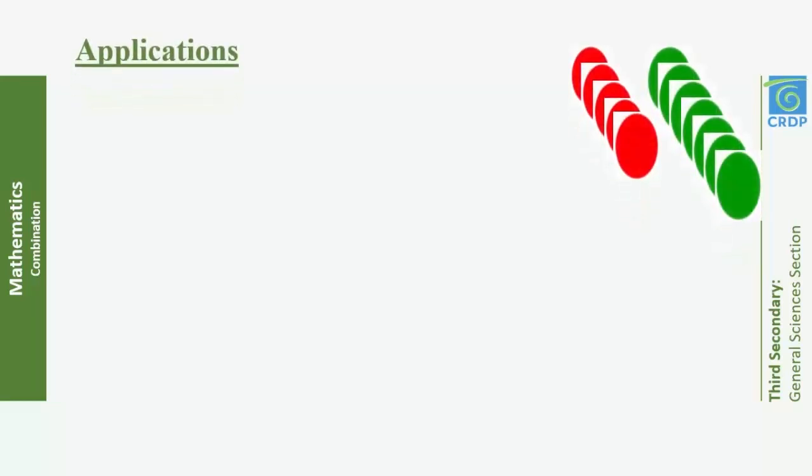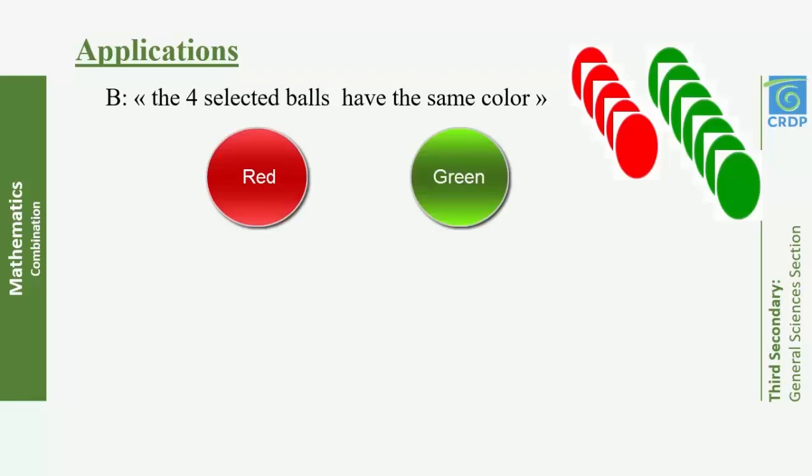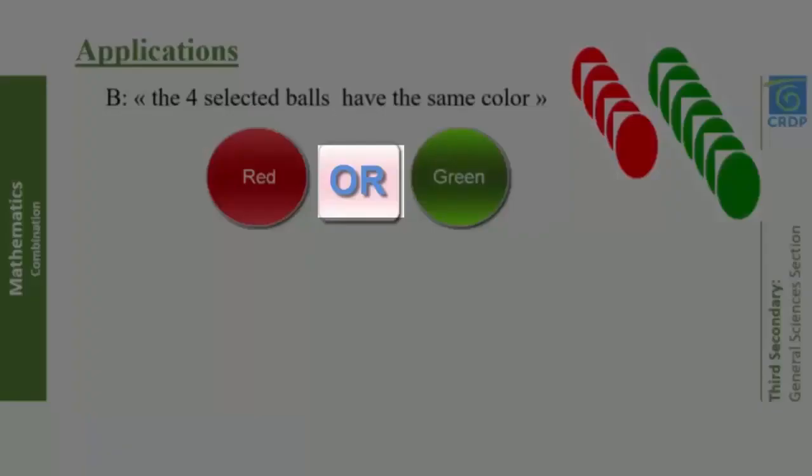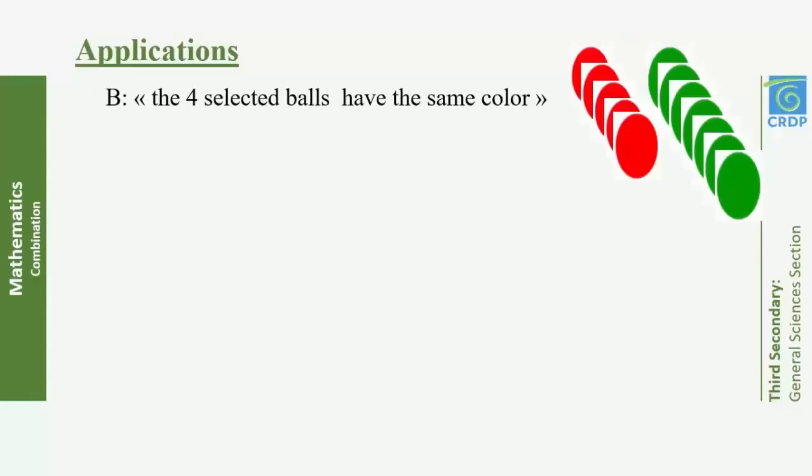More examples. In the event, the 4 selected balls have the same color. So here I have 2 options. The 4 balls might be red and the 4 balls might also be green. So I have 2 different types of outcomes that are accepted. The number of outcomes for this event will be C(5,4). This refers to the red balls, and C(7,4), it's a combination of 4 green balls. And I add them since these 2 different outcomes are not connected.